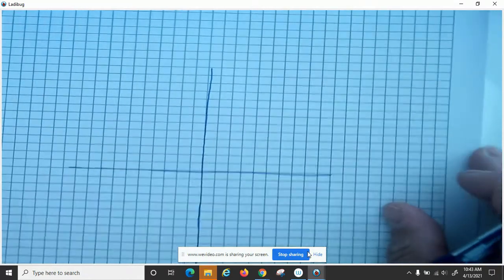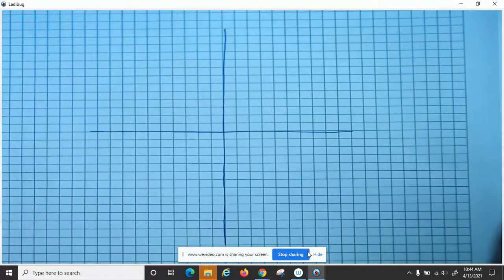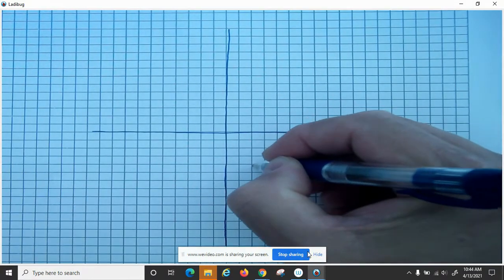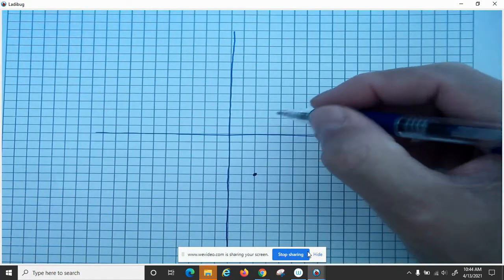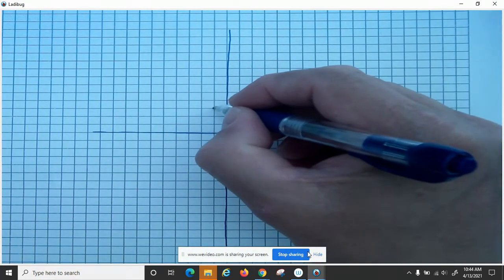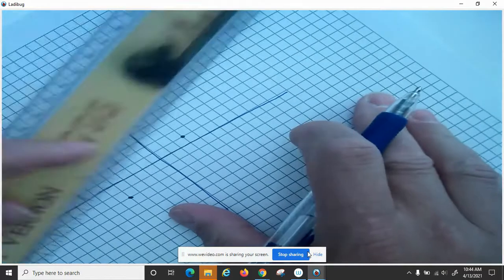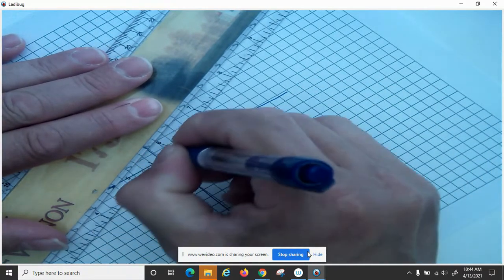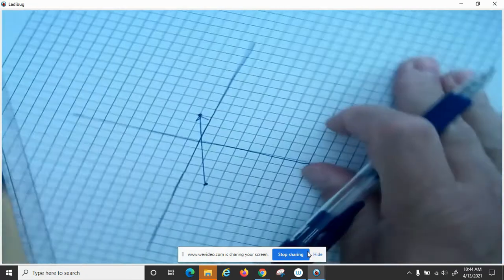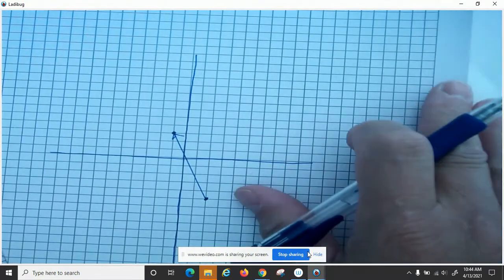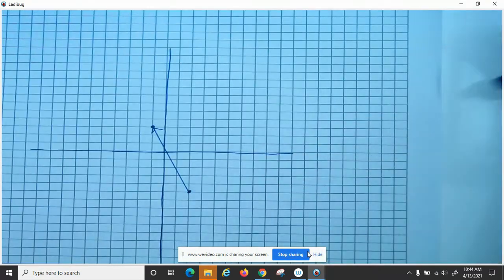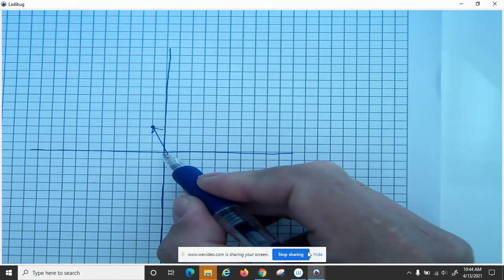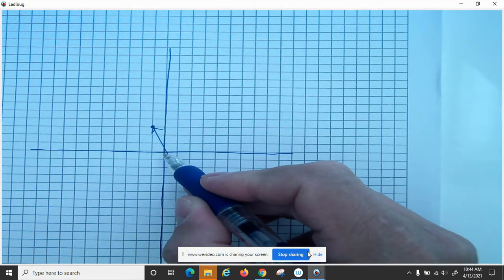So I know the vector has an initial point of (2, -5) and a terminal point of (-1, 3). All right, let me go ahead and connect those. Okay, so that is that vector. Now this vector is not in standard position. In other words, the initial point is not on the origin. So that's one of the things I'm going to need to do, to go ahead and put it on the origin or put it in standard position.